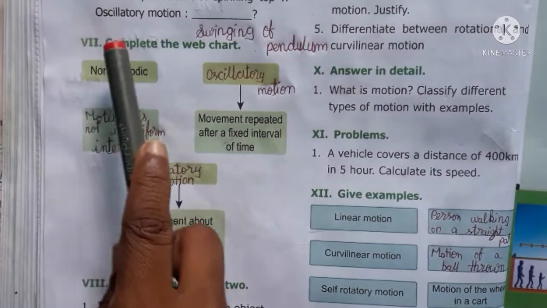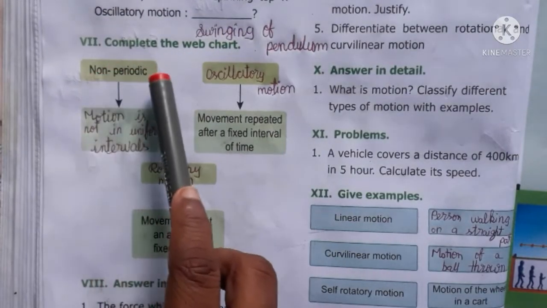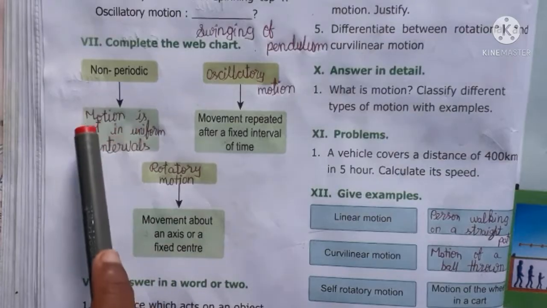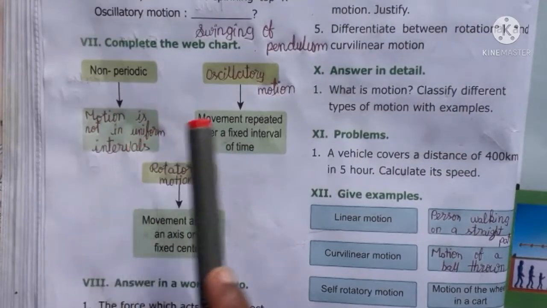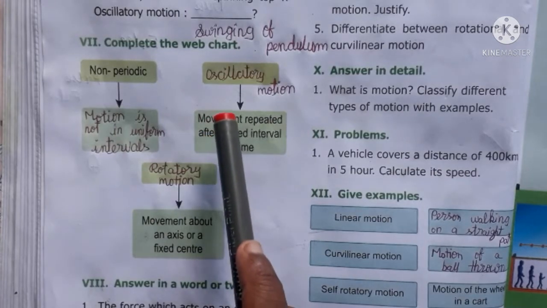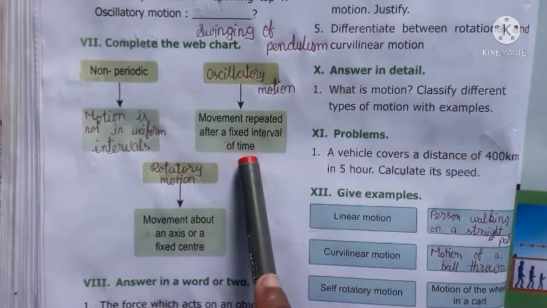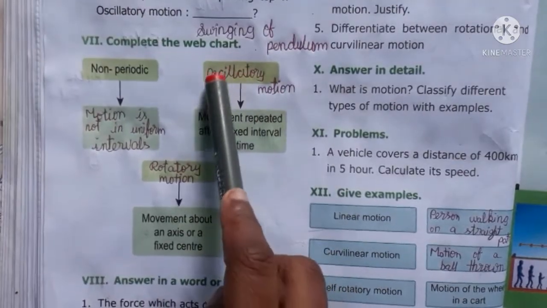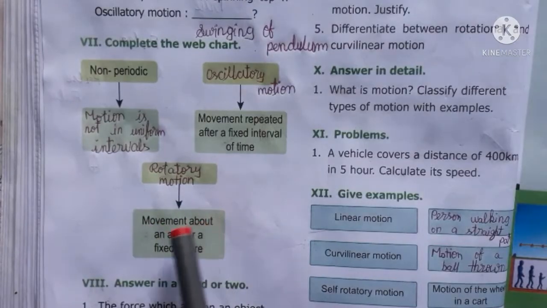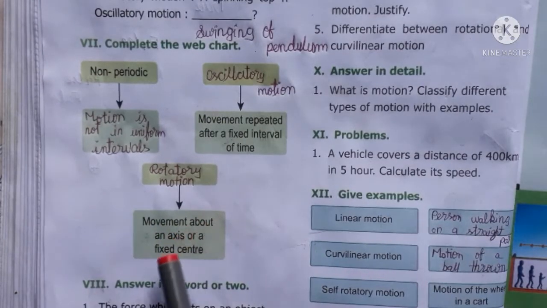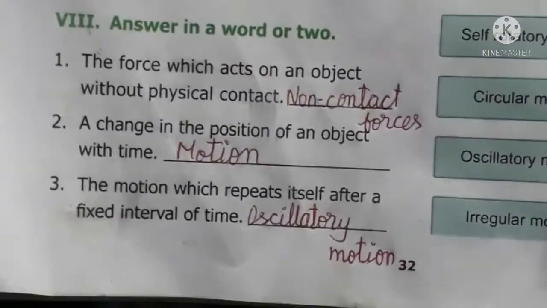Seventh Roman letter. Complete the web chart. Non-periodic, the answer is motion is not in uniform intervals. Next, movement repeated after a fixed interval of time. The answer is oscillatory motion. Next, movement about an axis or a fixed center. The answer is rotatory motion.